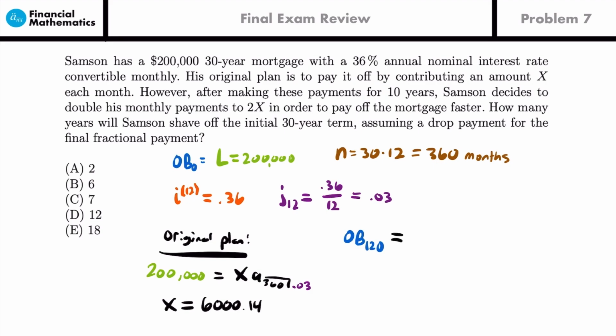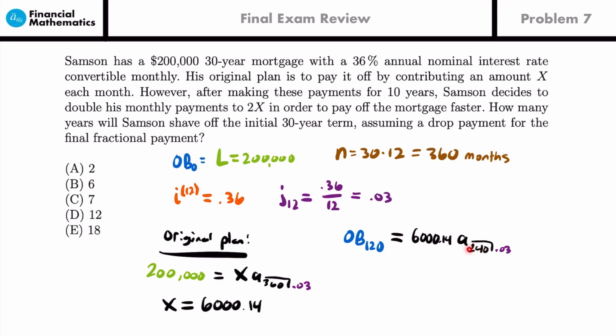So OB 120 would just be equal to the present value of the remaining payments. Okay, so we're still working with the initial plan here. We're still trying to figure out how much money is left over after he makes 120 payments of X, which we now know is a little bit over 6,000. And the way we can calculate that is by taking that value of X, 6,000.14, and multiplying it by the annuity notation, a, and then the number of payments left over, which would be 240, and then the interest rate, 0.03.